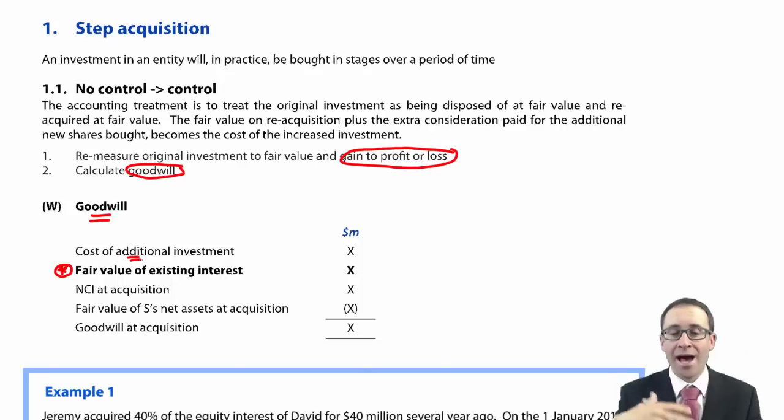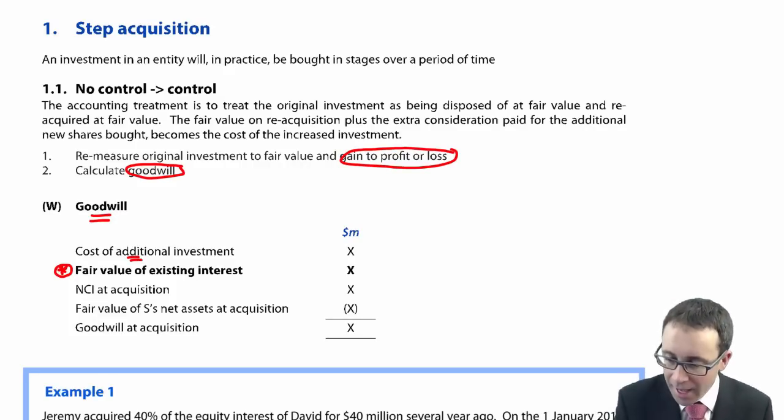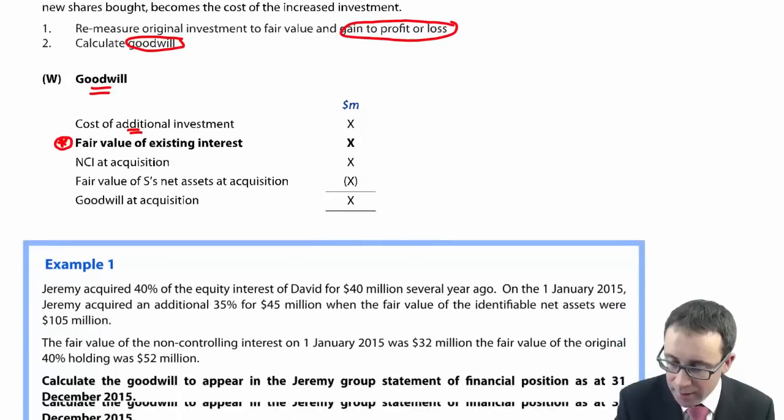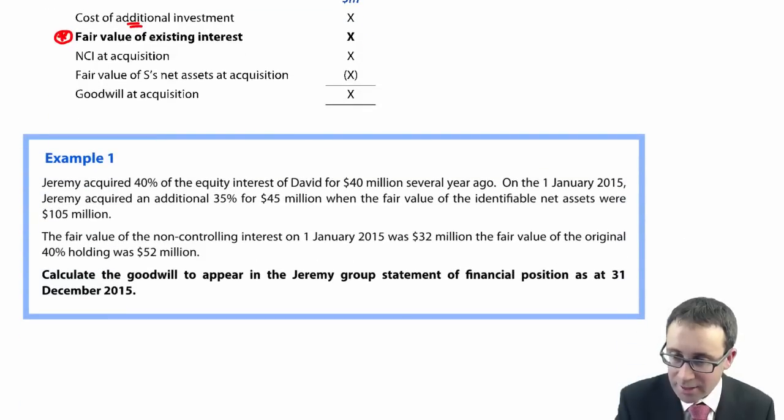We add on the non-controlling interest at acquisition, acquisition being the date that we've crossed the accounting boundary, gone over that 50% step and through the door. Then you deduct the net assets at the date of acquisition. Once you've done that, that's the goodwill at acquisition. Then you carry on as normal with your non-controlling interest and your group retained earnings. Excellent. So let's go through an example.